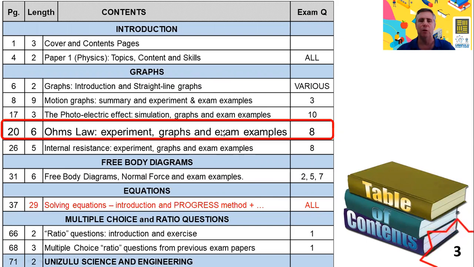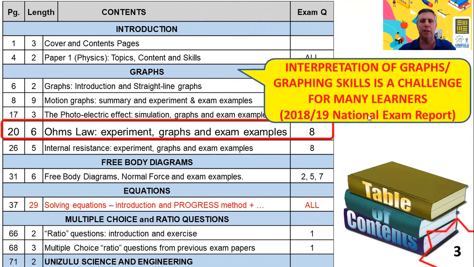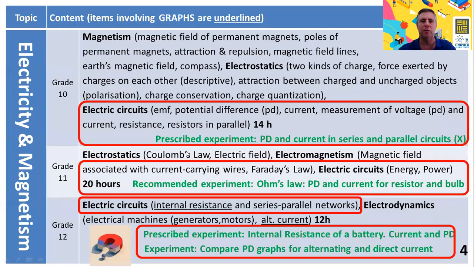We specifically want to do an experiment that produces a graph of current against voltage and understand how to look at that graph. Once again, the examiners comment that the interpretation of graphs and graphing skills is a challenge for many learners. So we take that seriously.